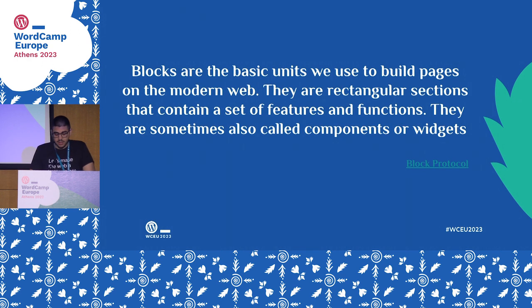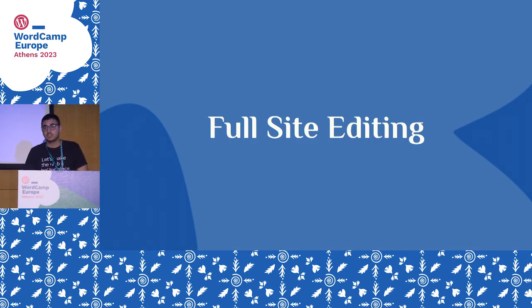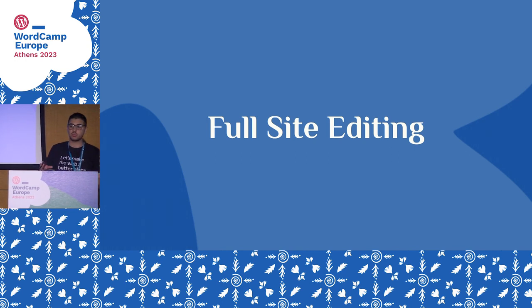Blocks are the basic units that we use to build pages on the modern web. They contain some functionalities. I'm pretty sure you have used Gutenberg at least one time, and on the sidebar you can see all the blocks. Now, in the latest versions of WordPress, the community is trying to evolve the Gutenberg concept from being just a post editor to being an editor for building a website.